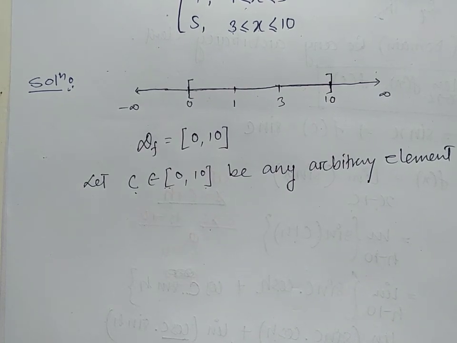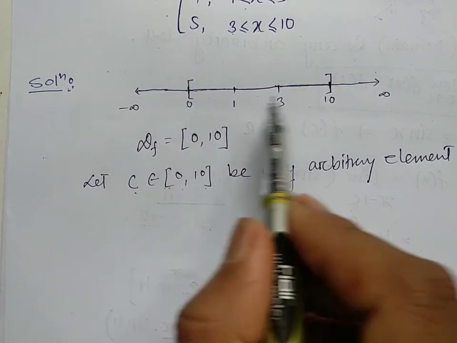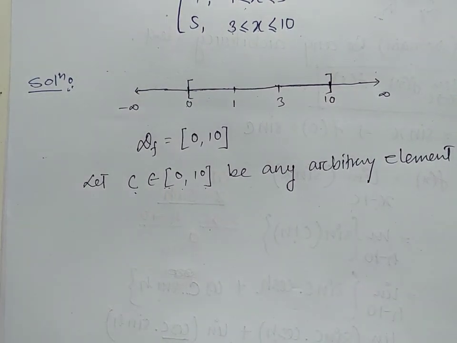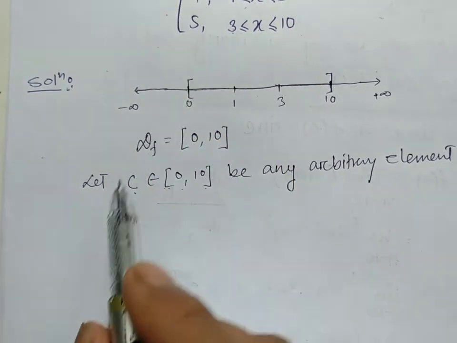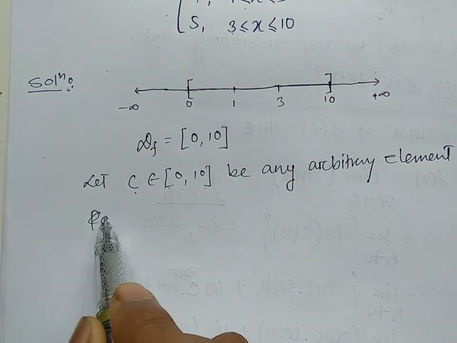Since c is considered from the domain, that means between 0 and 10, what are the possible values of c? From the observation, you can easily identify. Starting from the beginning, c may be 0. So we will try to write down the possible cases.